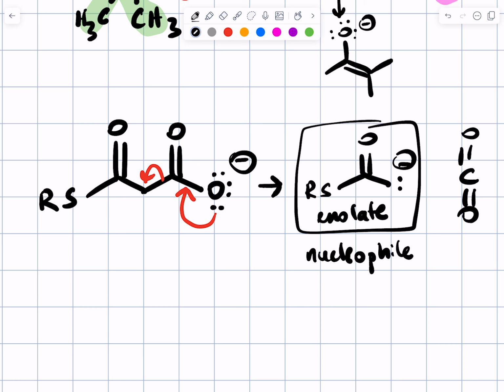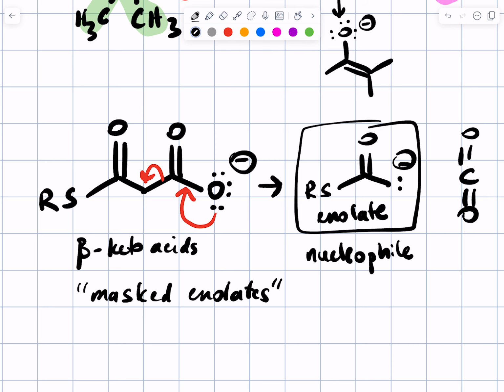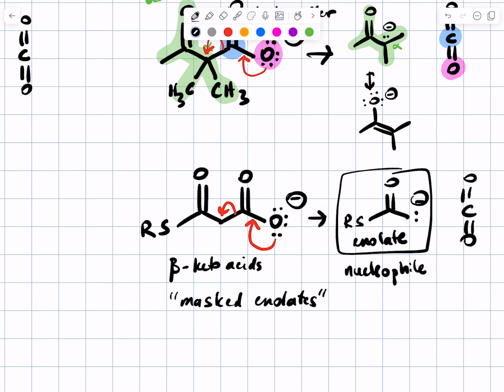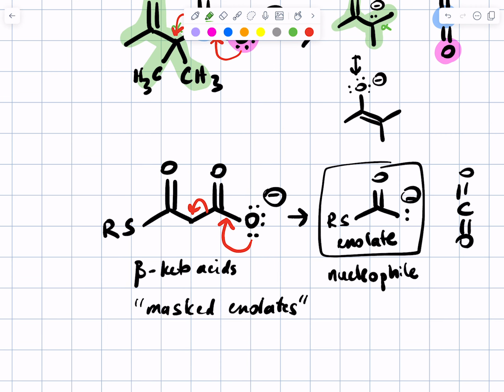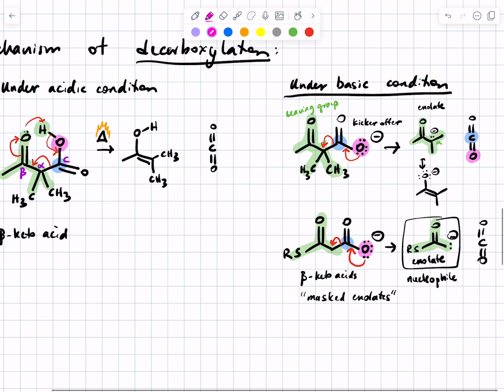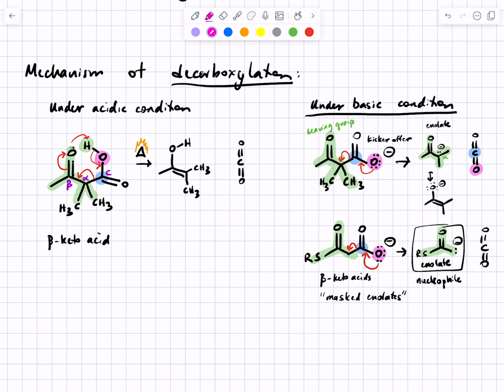But biology will sometimes use beta keto acids like this as what I'm going to call masked enolates. It's a masked enolate because the enolate is hiding here, and is only revealed upon decarboxylation. And what initiates the decarboxylation is the kicker-offer oxygen. Okay, so other questions?